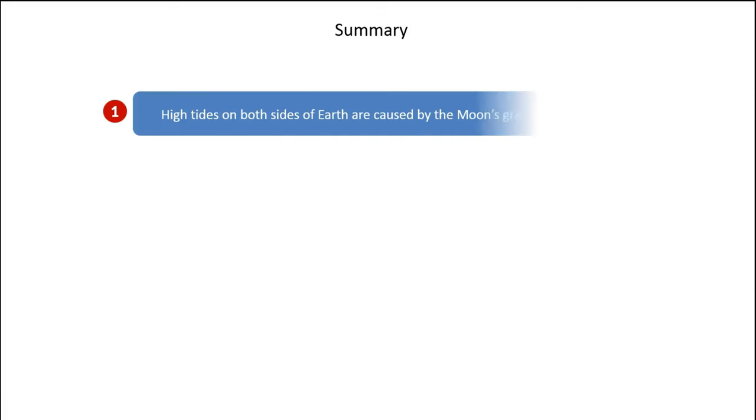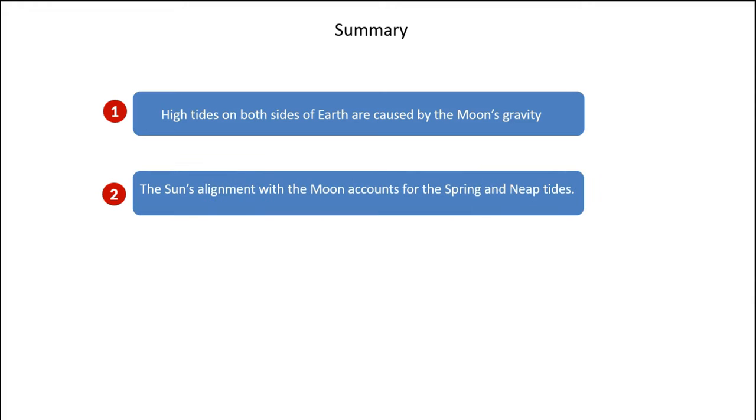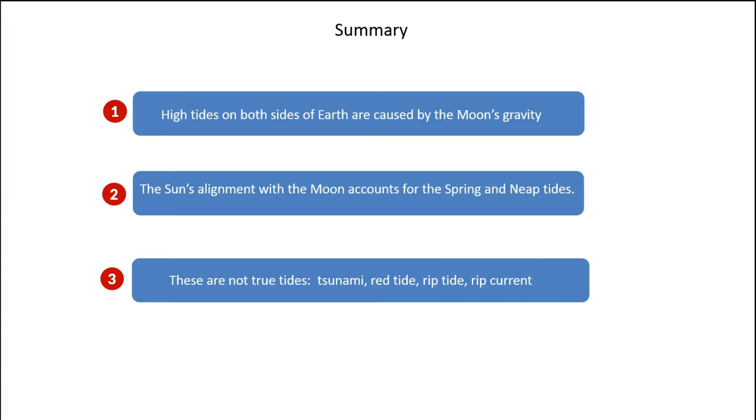Here's a 3-point summary of the main ideas in the video. High tides on both sides of Earth are caused by the moon's gravity. The sun's alignment with the moon accounts for the spring and neap tides. And these are not true tides: tsunamis, red tides, rip tides, and rip currents.